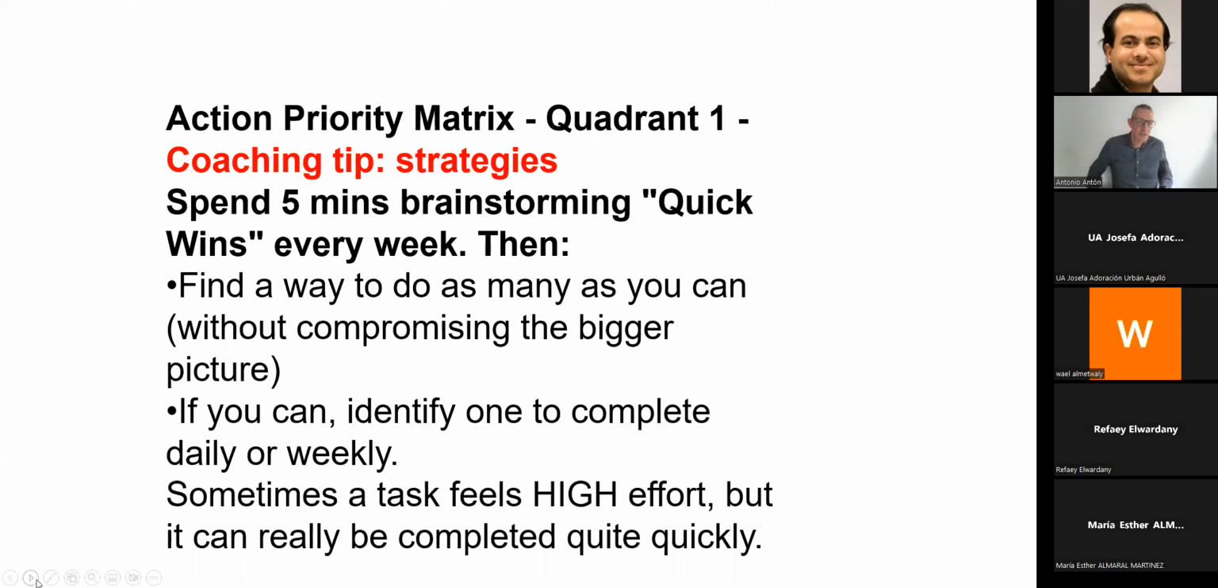So this is the coaching tip, the strategy that I told you before: find a way to do as many as you can. You need to focus on it. Identify one to complete daily or weekly. High effort, but it can really be completed quite quickly. Keep in mind this idea, which is sometimes shocking. Sometimes it just feels high effort, but it can really be completed quite quickly.